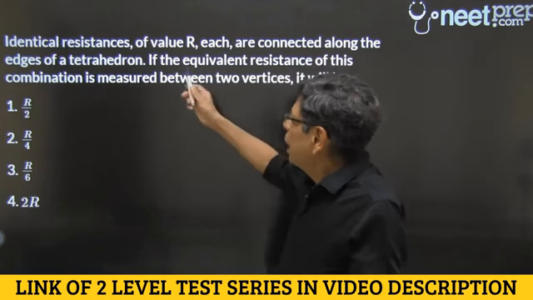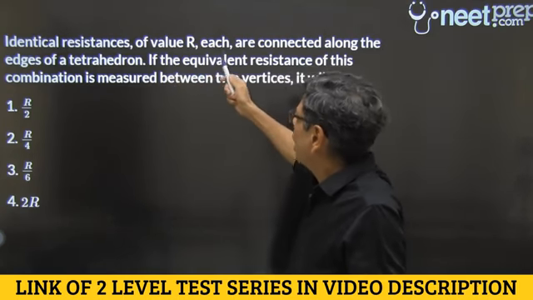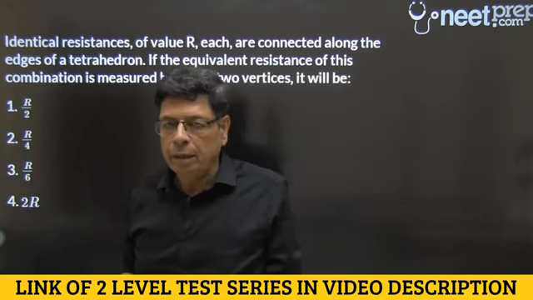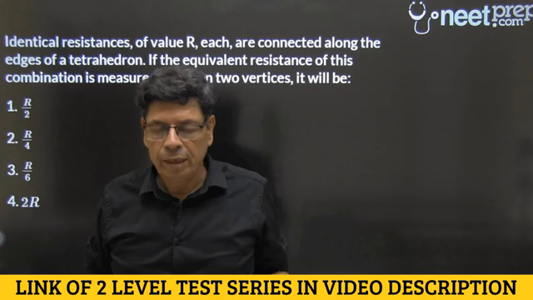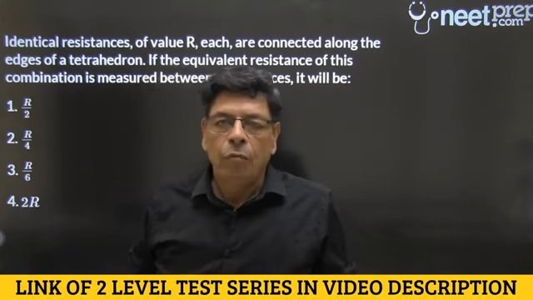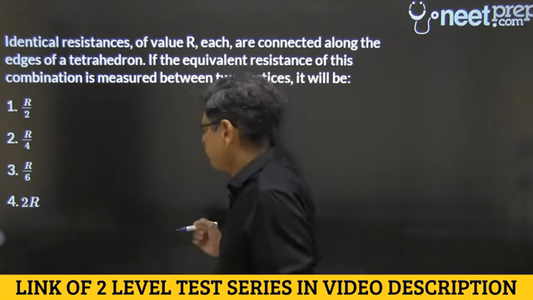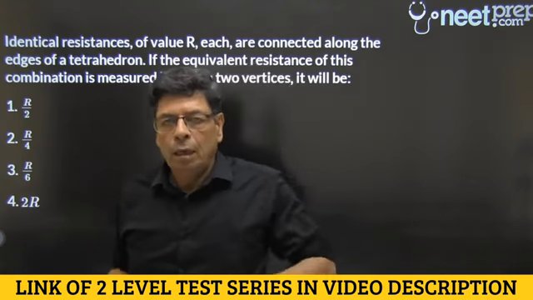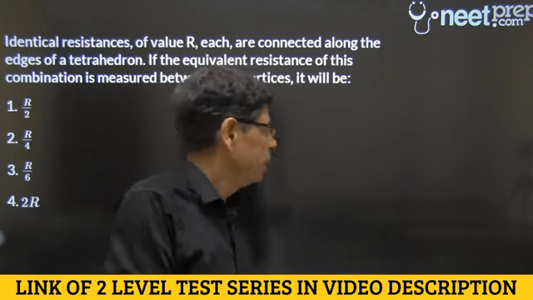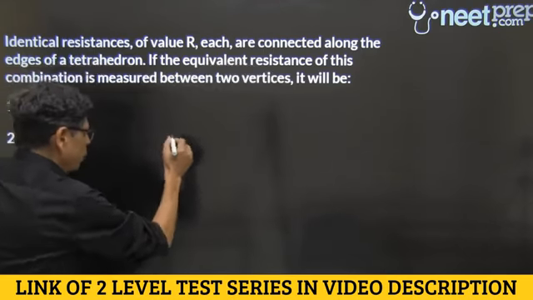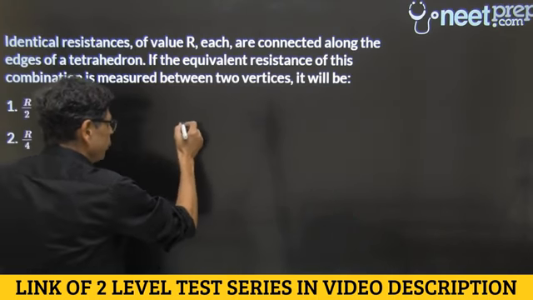In this question, identical resistances of value R each are connected along the edges of a tetrahedron. Now you know what a tetrahedron is. A tetrahedron is a four-faced figure. You have met that in chemistry also, in tetrahedral bonds of carbon. So here is the drawing of a tetrahedron.